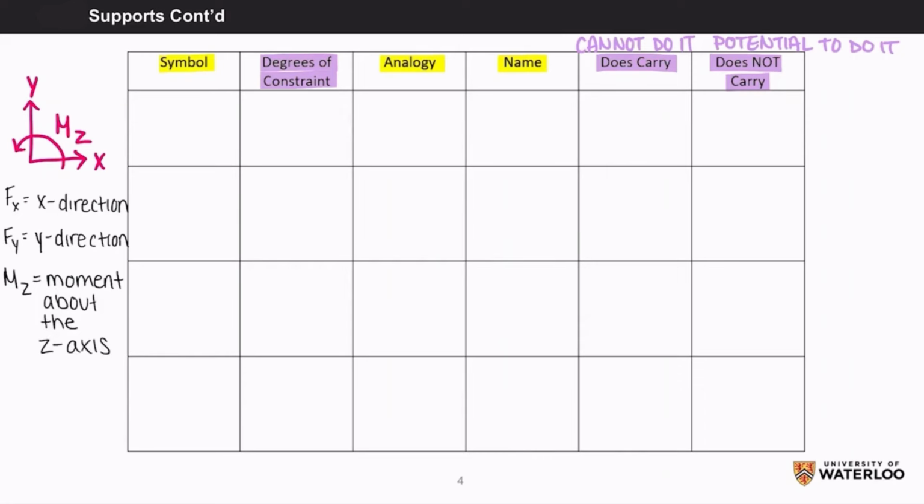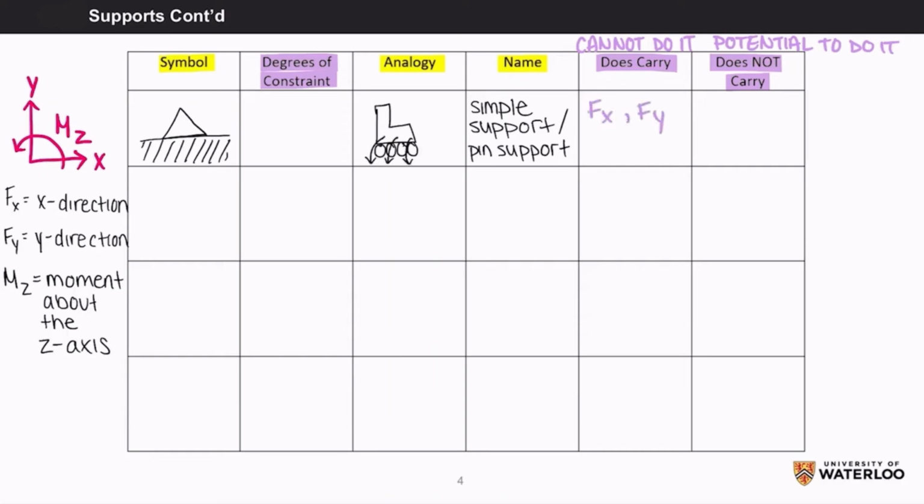The first support is a simple support, which is also known as a pin support. This is the symbol. An example of this support is a rollerblade that is tied down. It carries Fx and Fy as the ropes holding down the rollerblade prevent it from moving horizontally and vertically. That means it has 2 degrees of constraint, as well as it does not carry Mz, as the skate ankle can flex, creating a moment.